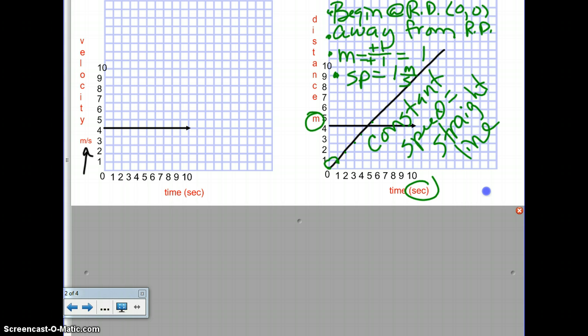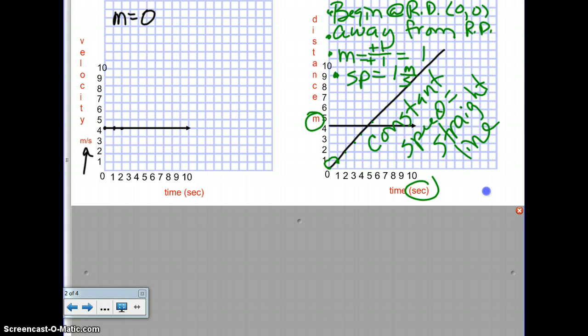Here, at the beginning of the journey, or the time it began the data collection, we were going 4 meters per second. After 1 second, we were still traveling 4 meters per second. After 2 seconds, 4 meters per second, and so on. So the only things you can tell me here, you have to give me the slope first. So the slope of this line is 0 because there's no rise, and no matter what the run is, you still come up with a slope of 0.